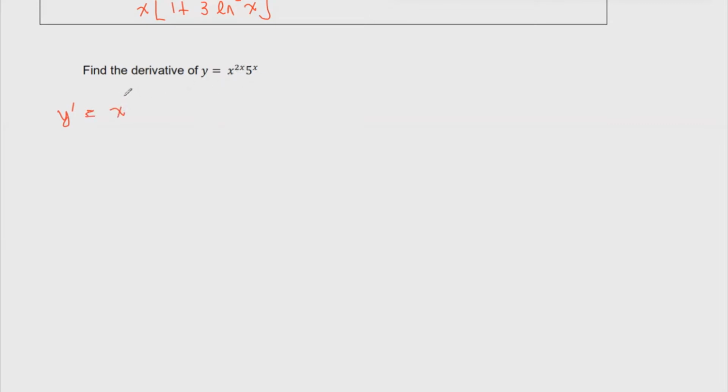So we have x to the 2x. I'll just copy it because we're doing product rule. And then for this product rule, we have to differentiate 5 to the x. So we have to multiply this with the derivative. So we have 5 to the x, and then we have ln of 5, and then we take the derivative of x, which is actually 1. Okay, then we add 5 to the x, and then we differentiate this.